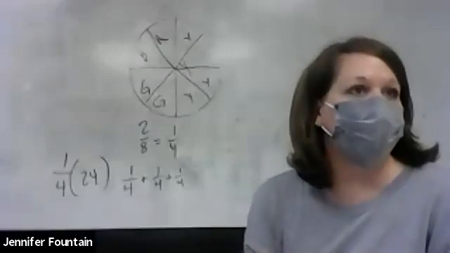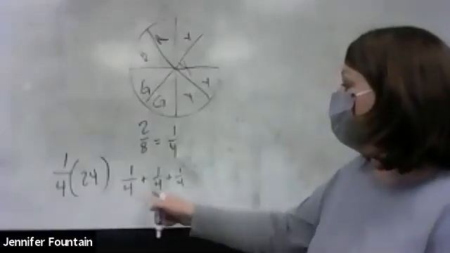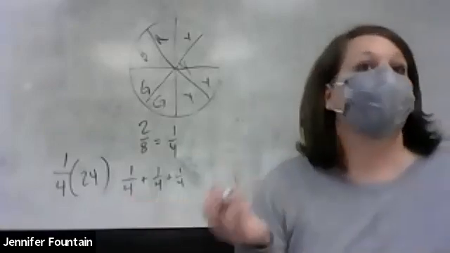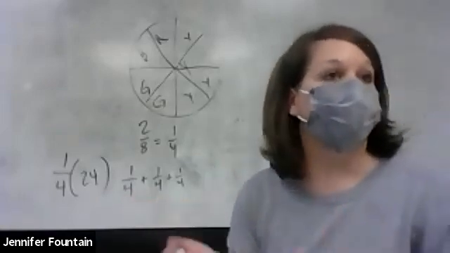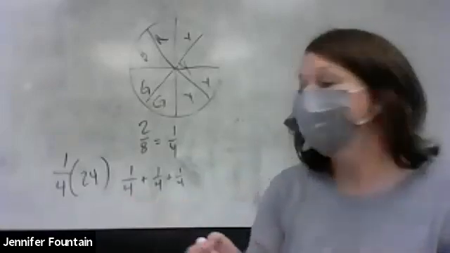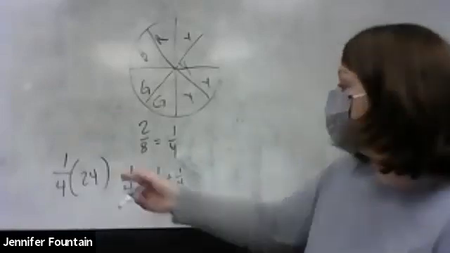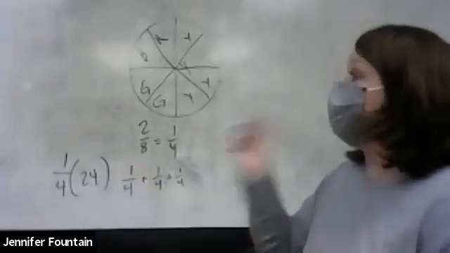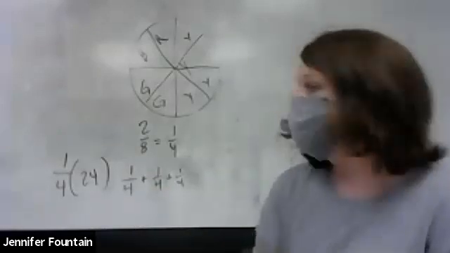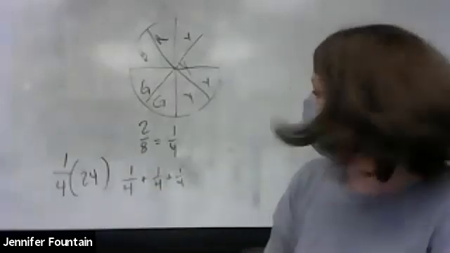1/4 times 24. Yeah. So basically, remember, just like if I had 1/4 plus 1/4, that's the same as 1/4 times 2. Multiplication is repeated addition. So in this situation, I don't want to have to write out 1/4 plus 1/4 24 times. So I'm just going to go ahead and multiply that.